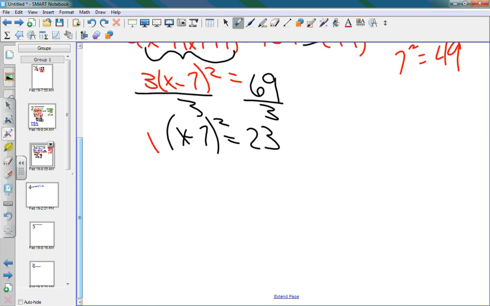Take the square root. Many of you are not doing this problem and you're not studying. If I take the square root of 23, can I reduce that? No, that's going to be plus or minus the square root of 23. Now what? Add 7 to both sides.